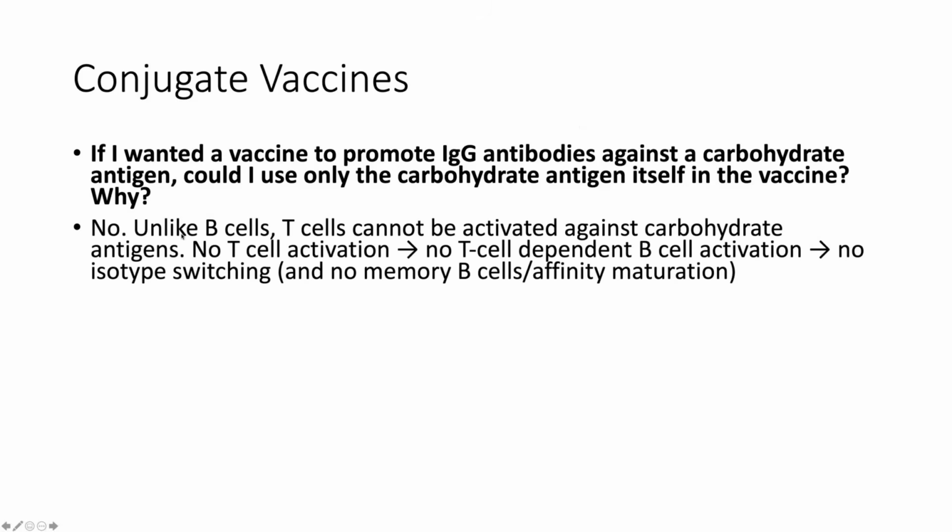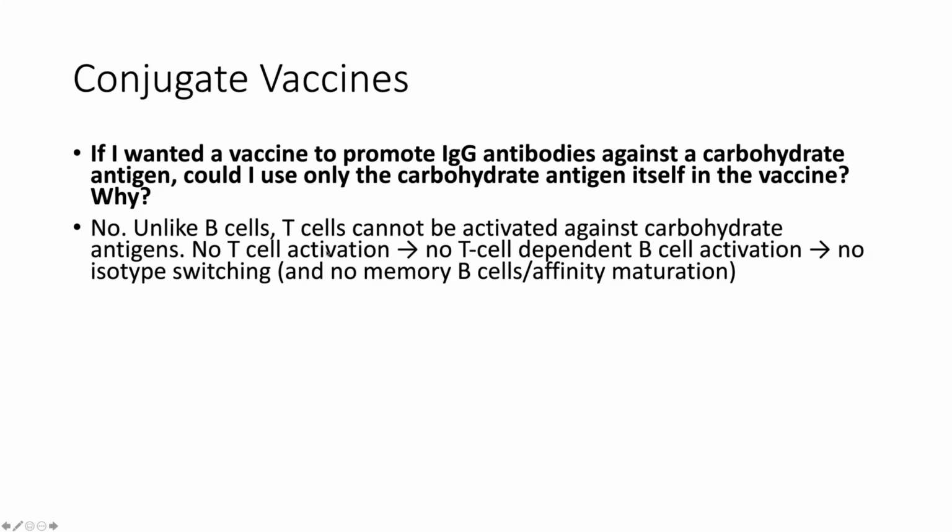So the short answer is no. The reason is because unlike B cells, T cells cannot be activated against a carbohydrate antigen, right? There's an unconjugated and a conjugated version of the strep pneumo vaccine. If I did the unconjugated version, in other words, carbohydrate only, I couldn't activate T cells. And again, remember, what does T cell dependent B cell activation lead to? What are the 3 things that it leads to? Yeah, the isotype switching, the affinity maturation, memory.